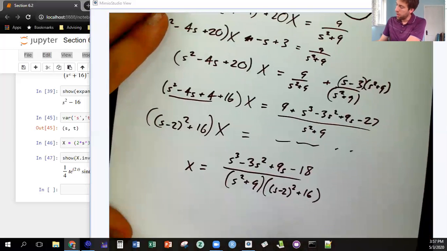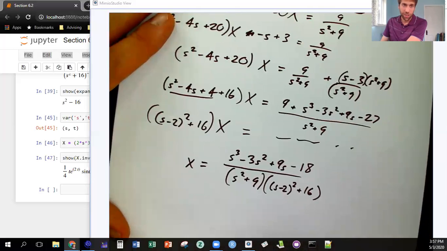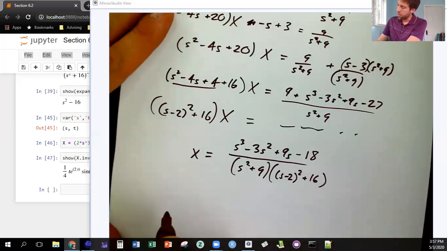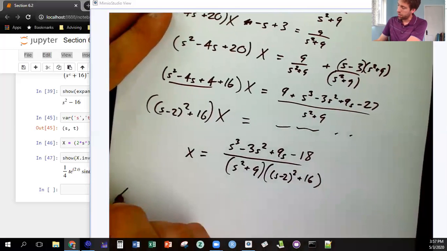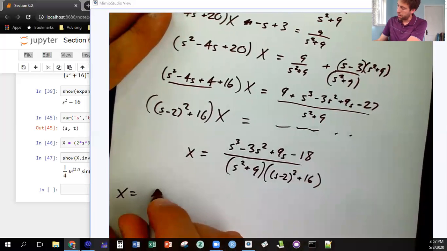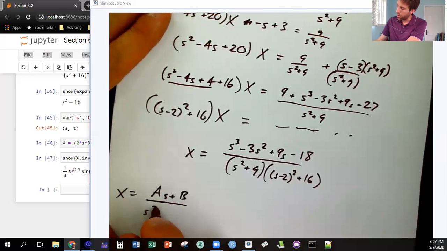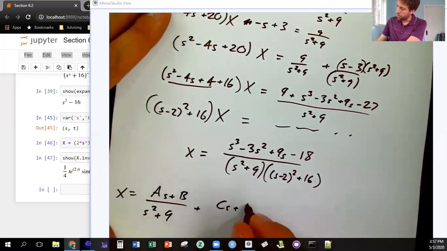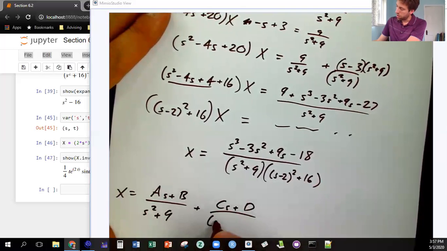Okay, so now comes the partial fractions. So this is X equals As plus B over s squared plus 9, plus Cs plus D over s minus 2 squared plus 16.